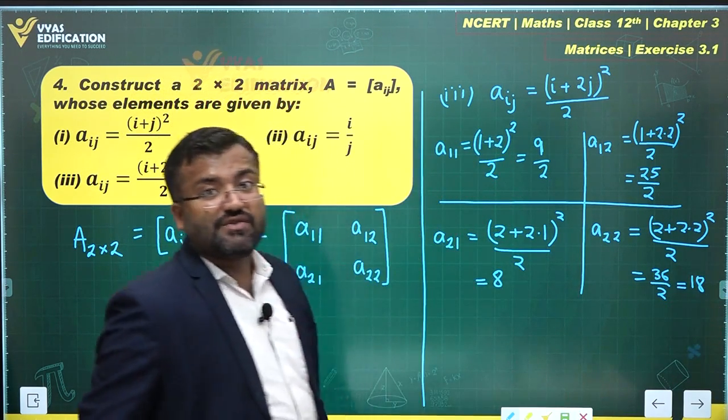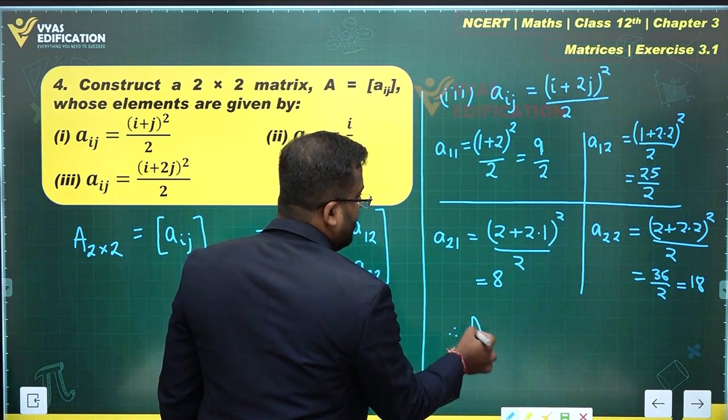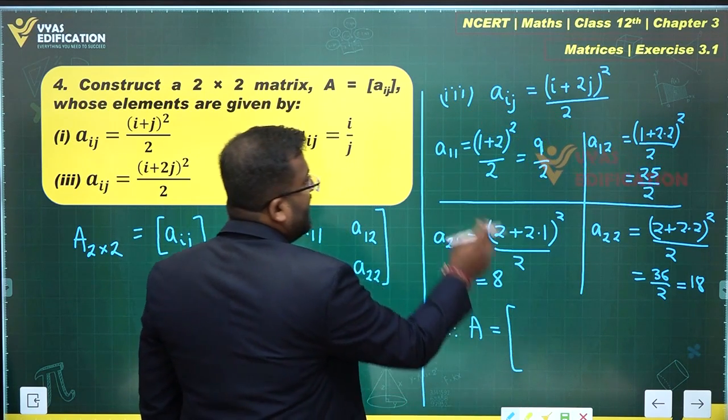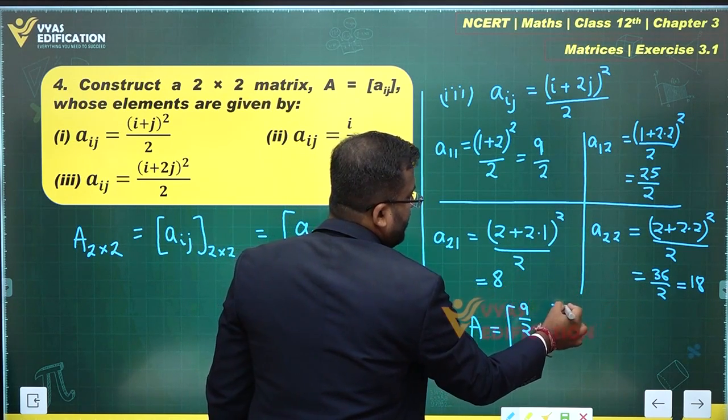These are the elements. Once we obtain these elements, forming the matrix is very simple. Therefore, matrix A is equal to what? A11, which is 9 by 2. A12, which is 25 by 2.